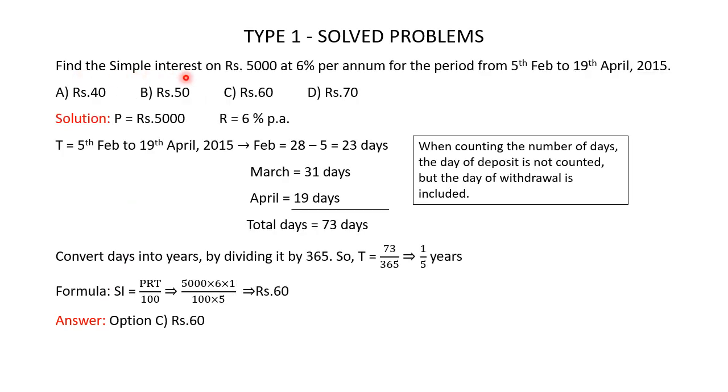Find the simple interest on rupees 5,000 at 6% per annum for the period from 5th February to 19th April 2015. Here you are given 4 options and you have to find out which of these options is the correct one. Now it's given that the principal is rupees 5,000 and rate of interest is 6% per annum. Now time is given from 5th February to 19th April 2015.